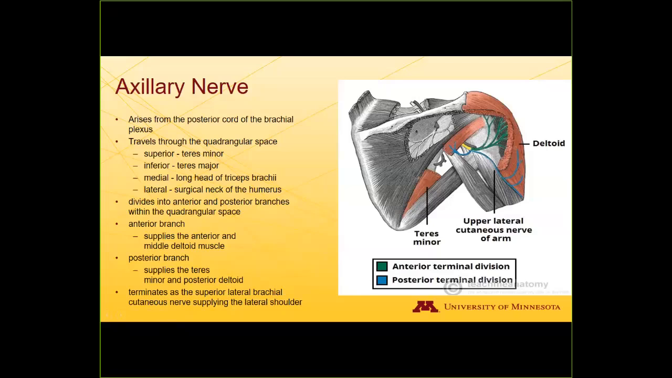Okay, so basically the anterior branch gives us sensory information to the anterior and middle deltoid. It's also a motor nerve, so it makes the muscle fire. The posterior branch of the axillary nerve supplies teres minor and posterior deltoid. Okay, and then it continues on and actually terminates as the superior lateral brachial cutaneous nerve. So it comes out here. That's what this blue thing is.